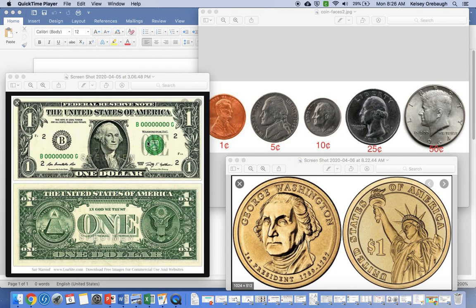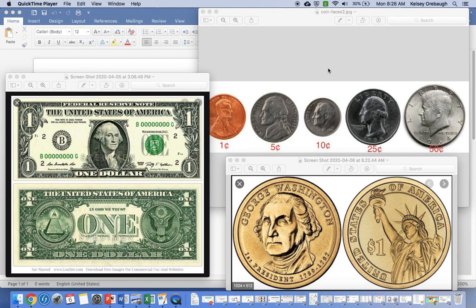So this paper bill here with George Washington is our dollar bill. We can see that it says 1 on the corners for $1. And this gold coin down here is a dollar coin. There are different versions. This version has George Washington on the front of it as well. And this is our dollar coin, worth $1 or 100 cents.